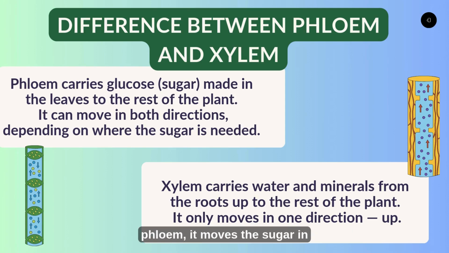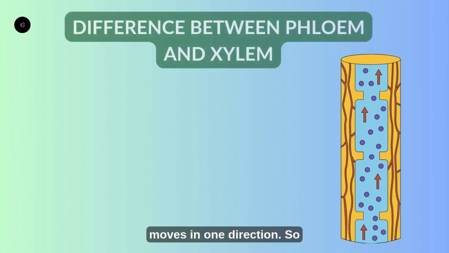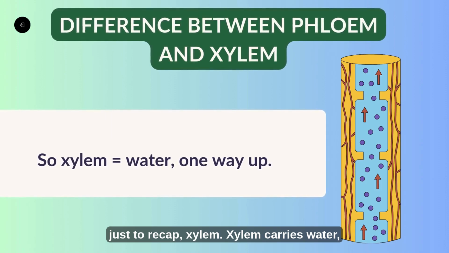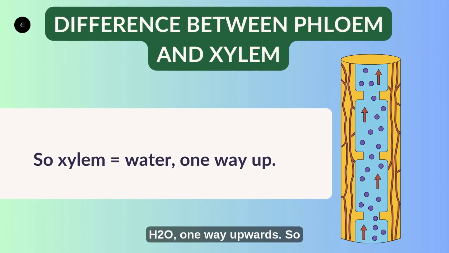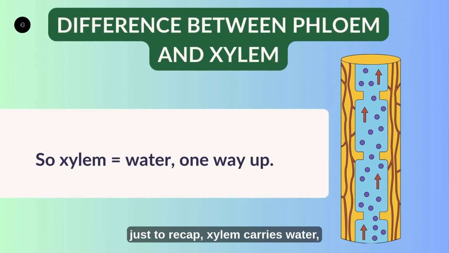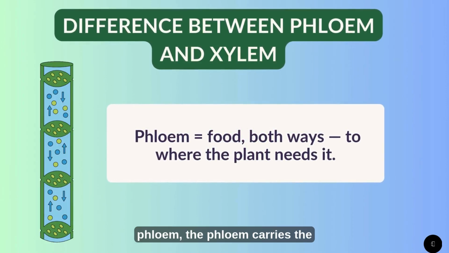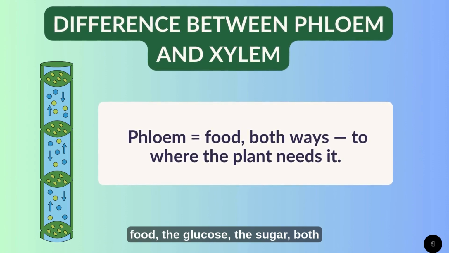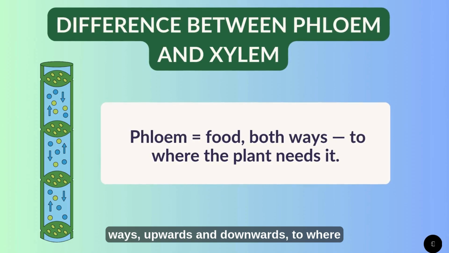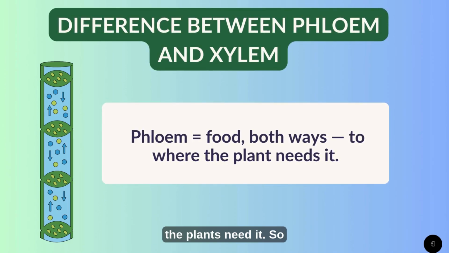Phloem moves the sugar in both directions to where it is needed in the plant. The xylem carries water and minerals from the roots in the soil up to the rest of the plant. It only moves in one direction. So just to recap, xylem carries water, H2O, one way upwards, and the phloem carries the food, the glucose, the sugar, both ways, upwards and downwards, to where the plants need it.